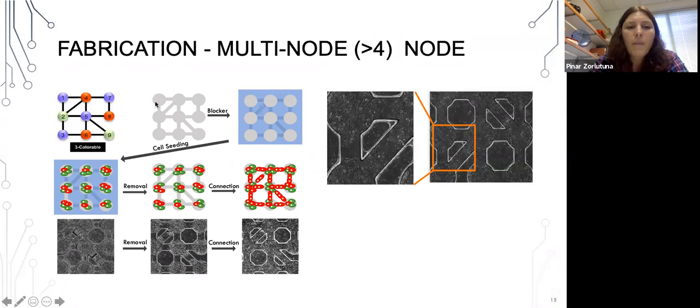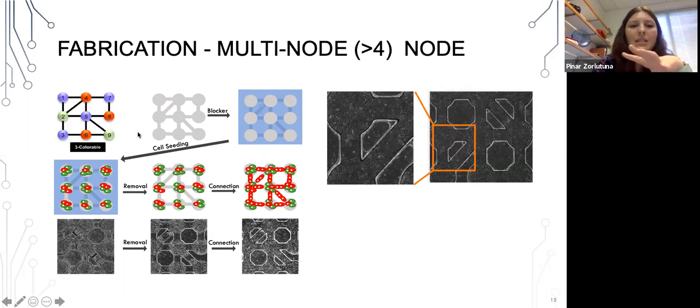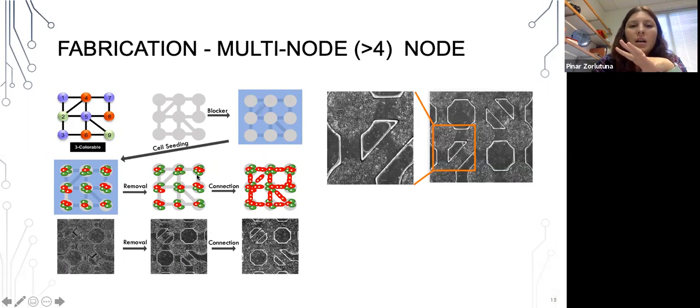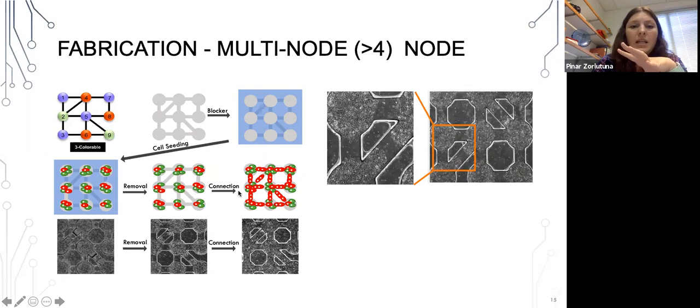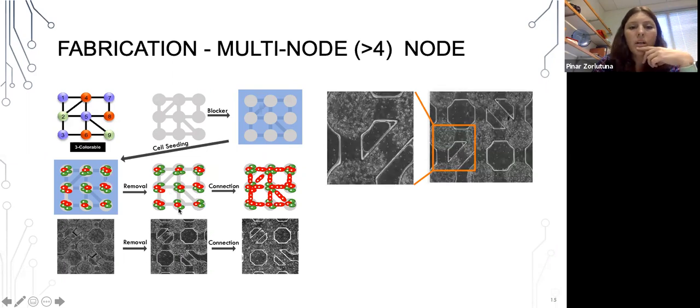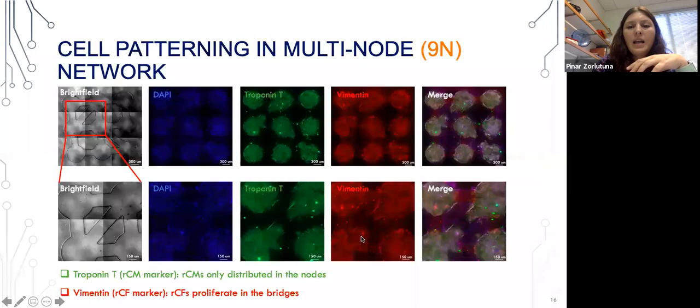So we scaled up our fabrication, and this shows a 9-node fabrication. The scheme is the same. We pattern the proteins, and then we place the blockers to block the bridges, and the cardiac cells seed, and after a while the nodes start beating, as you can see in this video here. And then after they start beating, we remove the blockers, and the fibroblasts fill in the gaps.